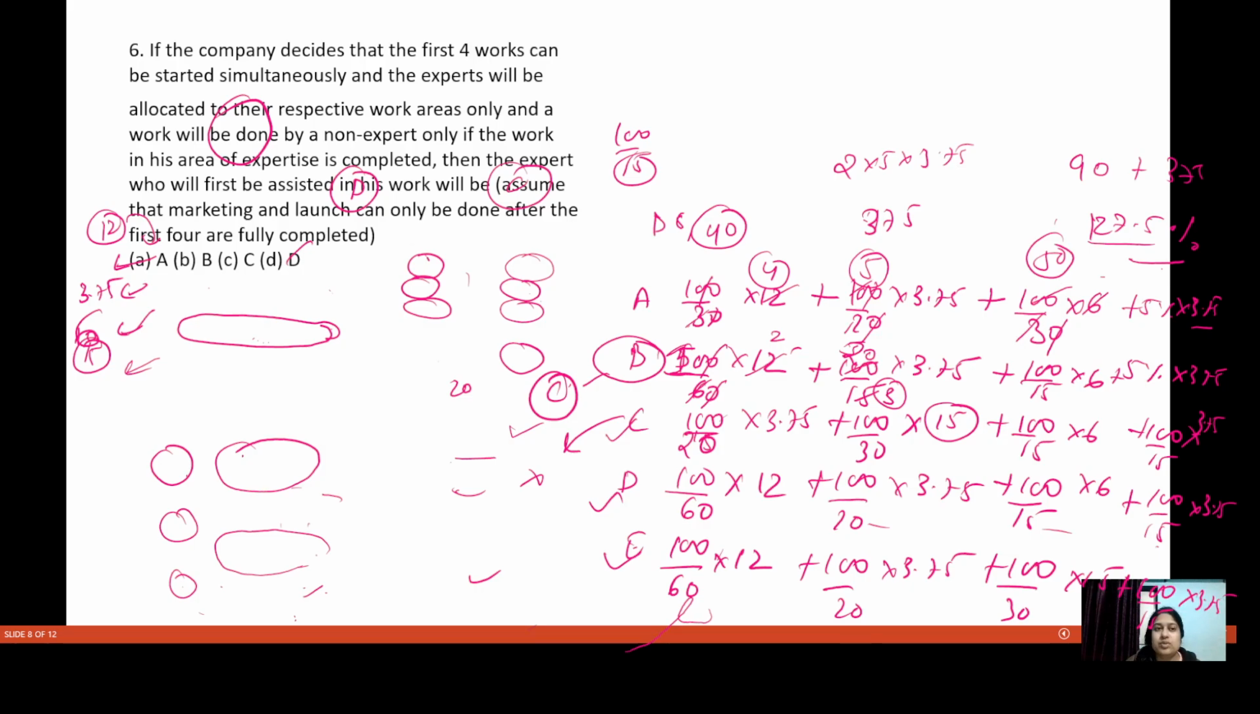Fine. Now let us move on to the next question. Now what this next question is saying, I'll not remove this for now. Just read the next question and then we'll know.